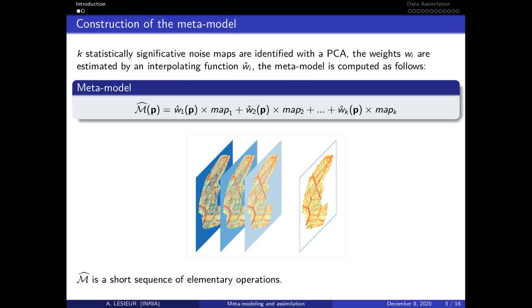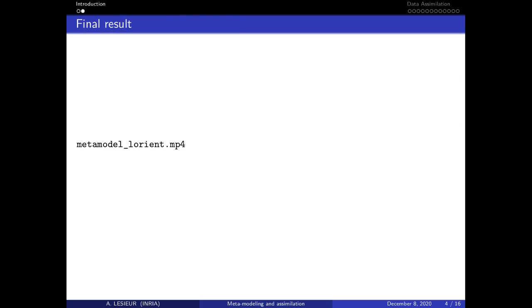So the metamodel solves this problem by making the computation time nearly instantaneous. Indeed, it reduces the computation to a linear combination of a reduced number of statistically relevant noise maps weighted with interpolating functions, W, as shown in this picture. The metamodel at M is then a short sequence of elementary operations.